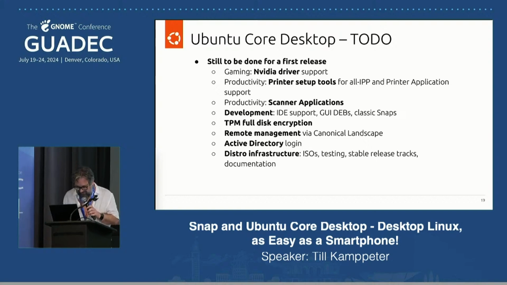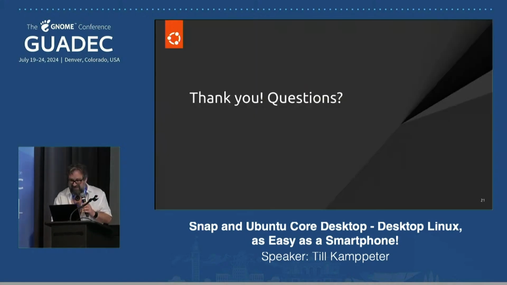And distribution infrastructure. To provide a distribution like Ubuntu Classic, you need to create and provide ISOs, you need to do testing, you need stable release tracks, documentation, and so on. And that's all. And now, questions?